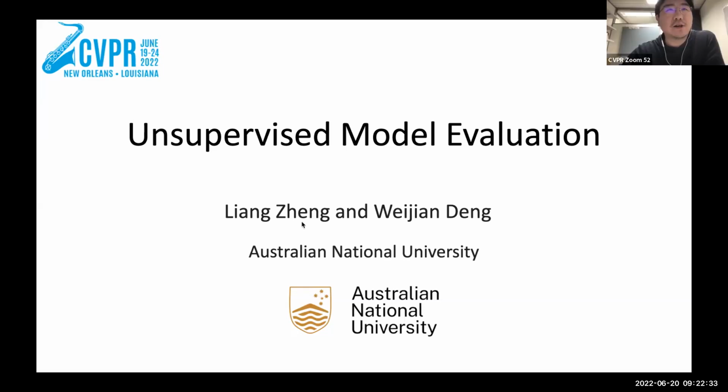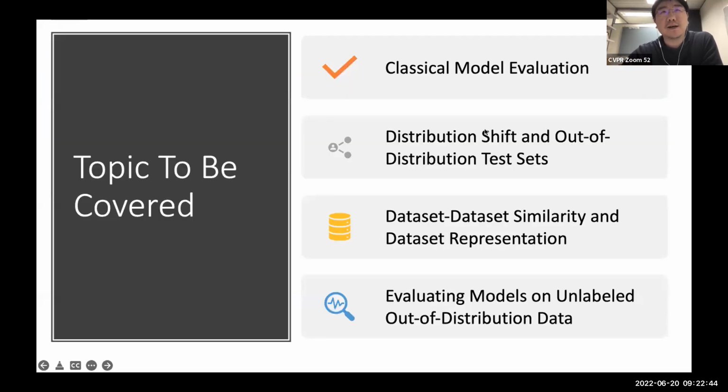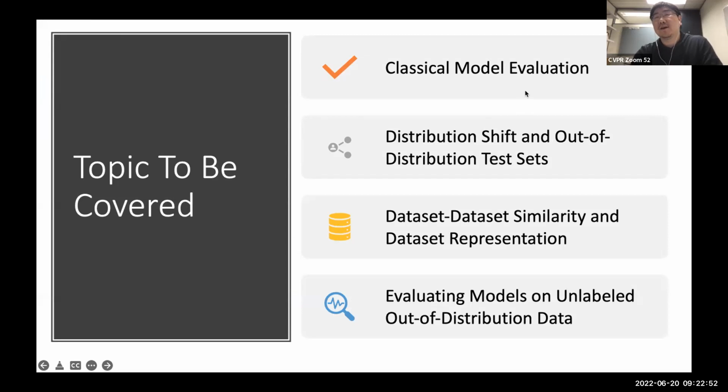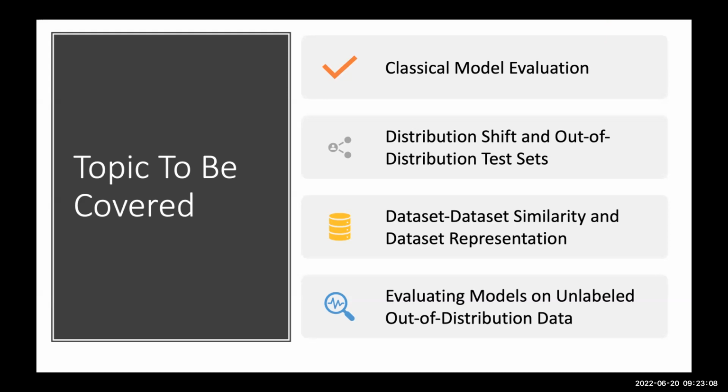All right, so we're going to talk about model evaluation under out of distribution data, especially without labels. In today's talk, first we'll recap classical model evaluation as done in Ludwig's overview slides. Then we review some distribution shift and out of distribution test sets. Then we talk about dataset similarity and dataset representations. And finally, we're going to talk about evaluating models on unlabeled out of distribution data.